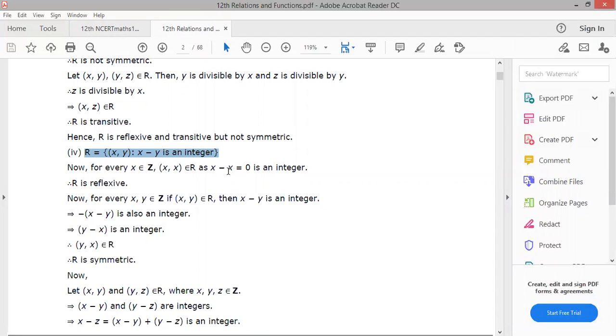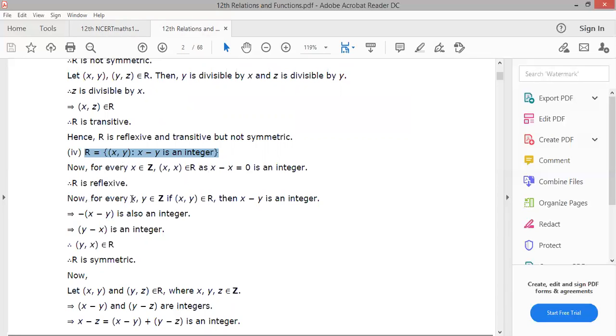The difference of any two integers is an integer, and when we subtract the same integer from itself, that gives 0, and 0 is an integer. So we say (x, x) belongs to this relation, hence it is reflexive.